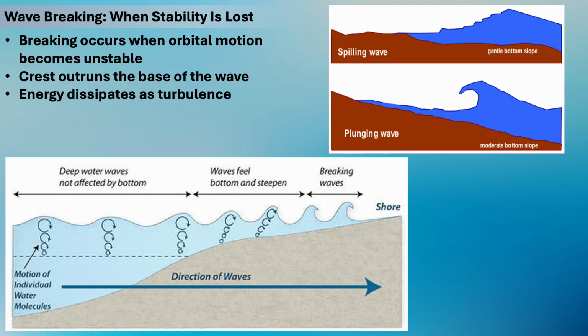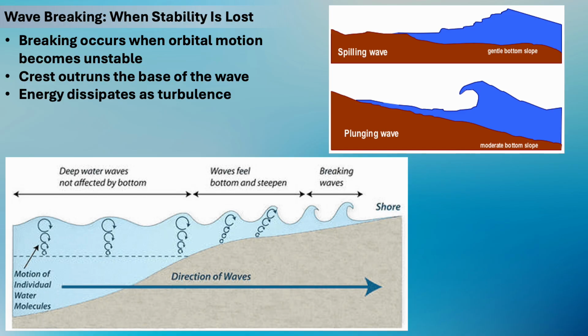Wave breaking represents a fundamental transition. Organized wave motion collapses into chaotic turbulence. This occurs when the crest moves faster than the wave base can support, causing the crest to topple forward. Breaking is not merely dramatic, it is the primary mechanism by which wave energy is dissipated in the coastal ocean. The energy that once traveled as coherent wave motion is converted into turbulence, mixing, sound, and even heat.